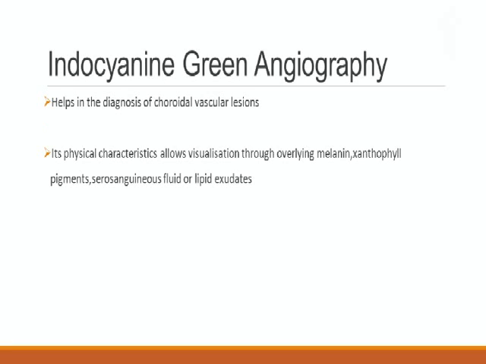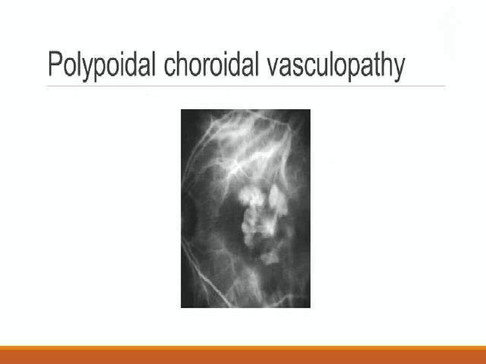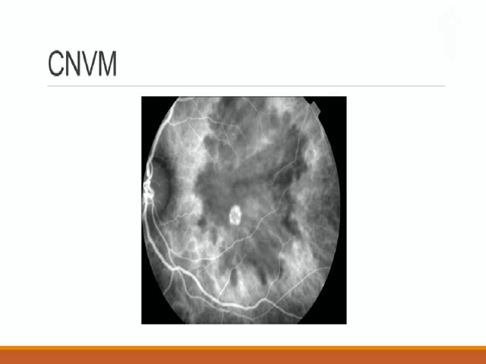Indocyanine green angiography helps in the diagnosis of the choroidal vascular lesions. Its physical characteristics allow visualization through overlying melanin, xanthophyll pigments, and serosanguinous fluid. It doesn't have too many applications nowadays, but in polypoidal choroidal vasculopathy, it is a very important investigation where we can see polyps at the level of the macula. In CNVM, we can see the hotspots. This was more important in the pre-anti-VEGF era, where laser was the main modality of treatment.